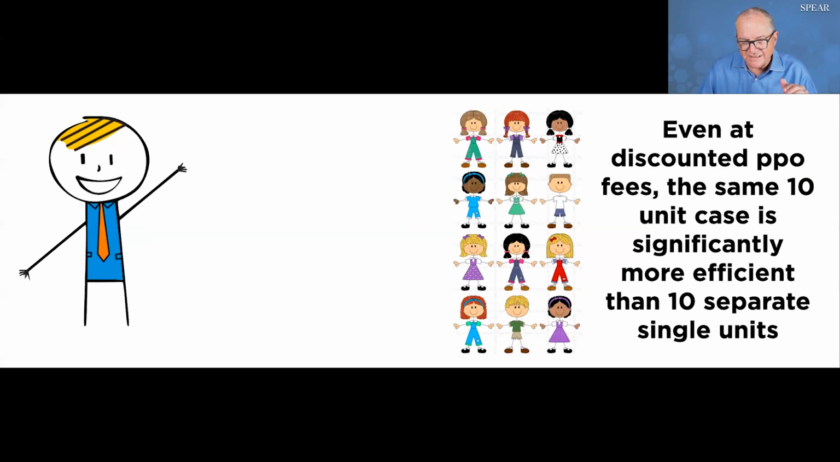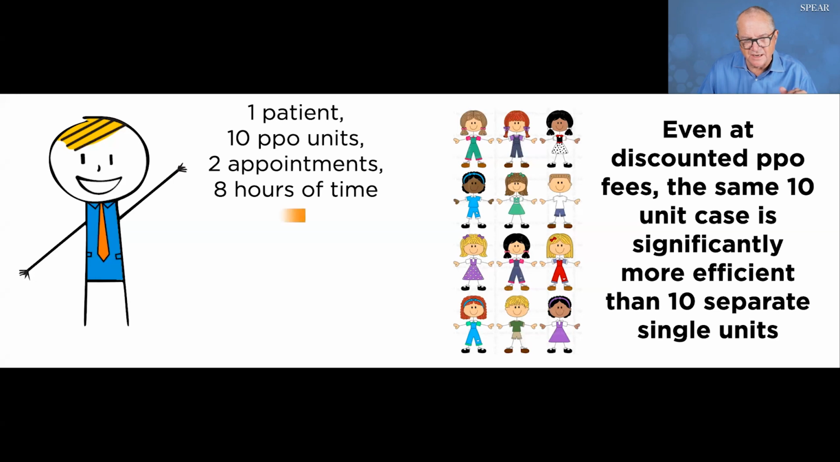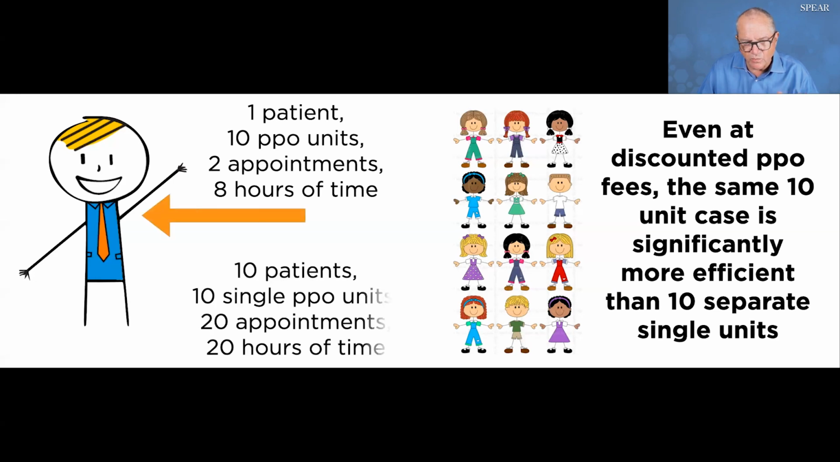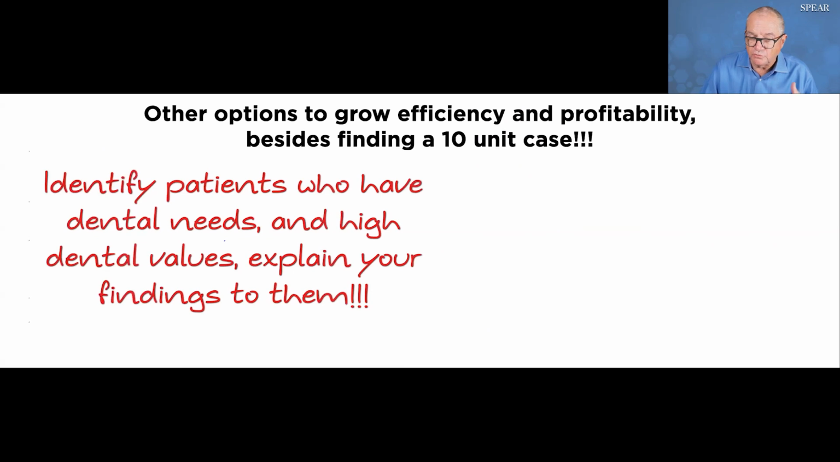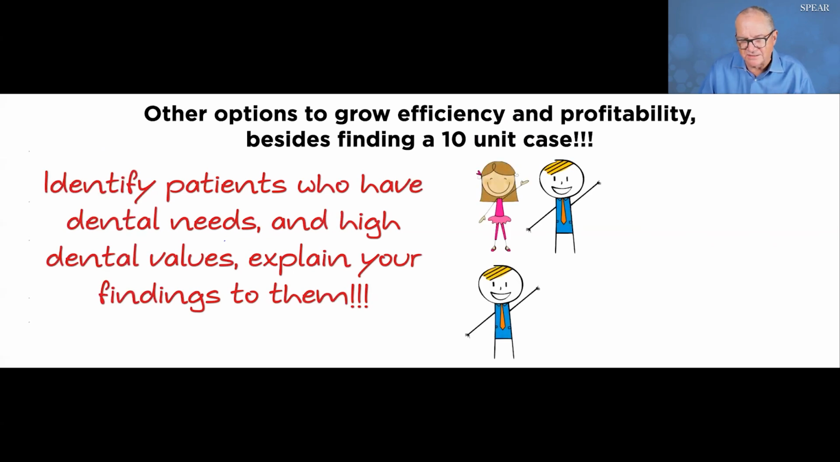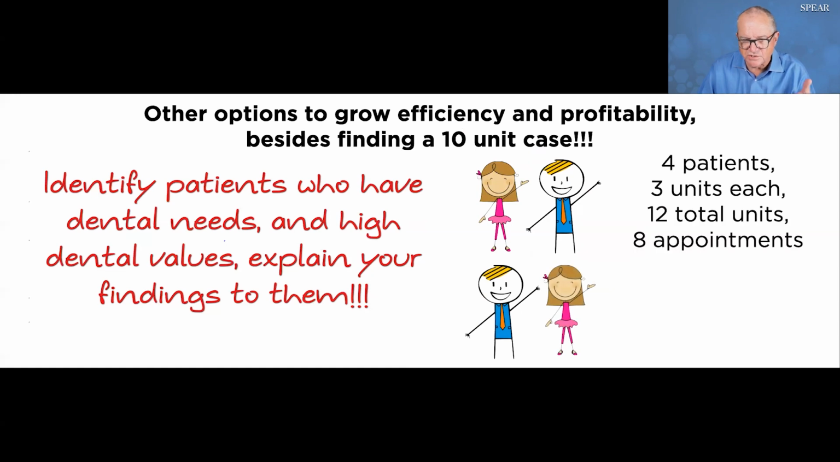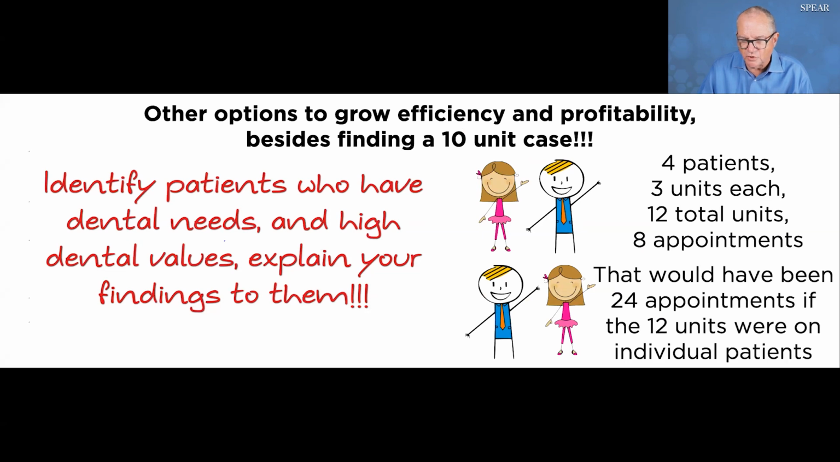Even if you are in network, if you do a 10-unit case in network, you're still way ahead of doing 10 units on 10 individual patients. You can do it in 2 appointments as opposed to 20 appointments. And bottom line, when you learn to treatment plan differently, you don't need 10 and 12 unit cases. Just find patients that need 3 or 4 teeth treated and do them all at once. It's so much more efficient.